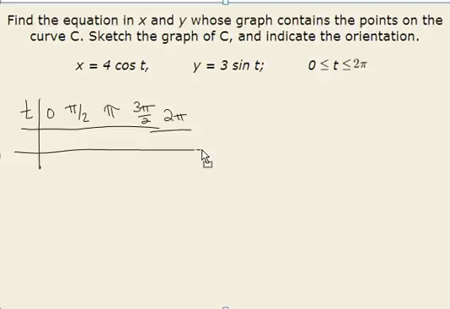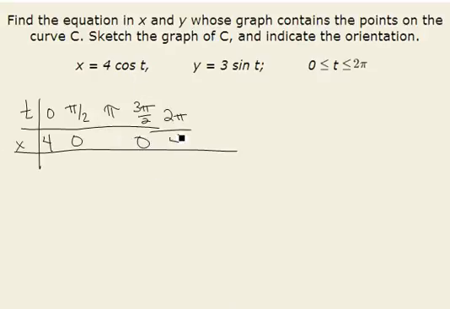Plugging in these points for x, we can find our x values to graph. When t is equal to 0, the cosine of t is 1. 1 times 4 gives me 4. At pi over 2 and 3 pi over 2, cosine takes on the value of 0. At 2 pi, cosine takes on the value of 1, giving us 4. And at pi, cosine takes the value of negative 1, giving us negative 4.